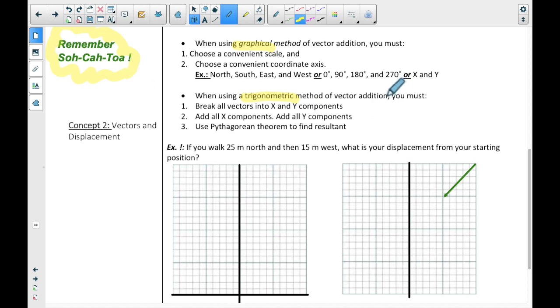So when you do trigonometry, we have to break up our vectors into x and y components. And then we're going to add all the x components, all the y components, and then use the Pythagorean theorem to find the resultant. This is what I mean by breaking vectors into x and y components.